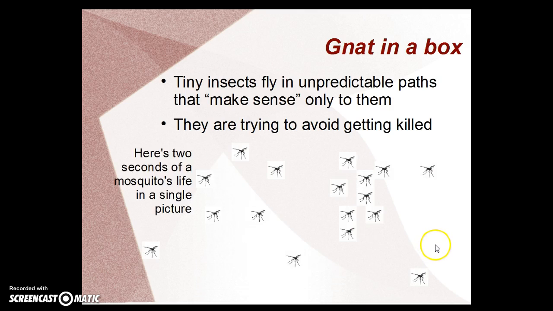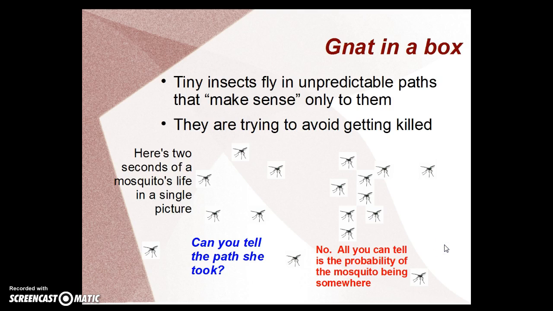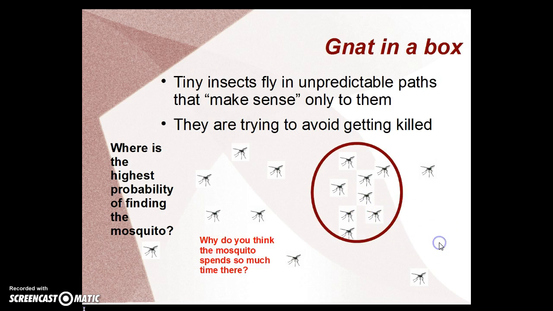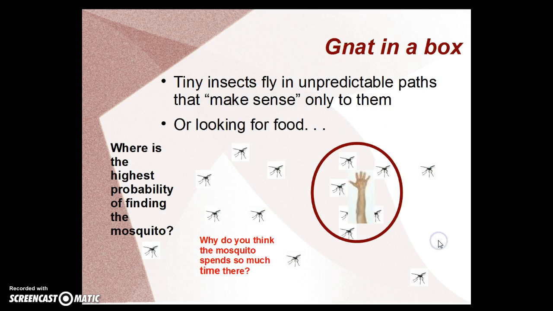Now here's 2 seconds of a mosquito's life that we've captured in a single picture. Can you tell the path she took? Answer, of course not. You can tell the probability of the mosquito being somewhere. Where is the highest probability of finding the mosquito? Well, obviously, it's there. Why do you think the mosquito spends so much time there? Looking for food. Looking for your arm.